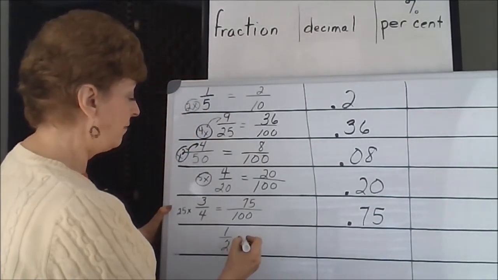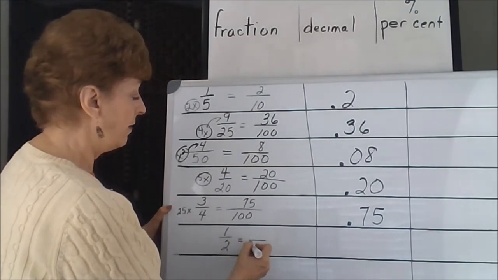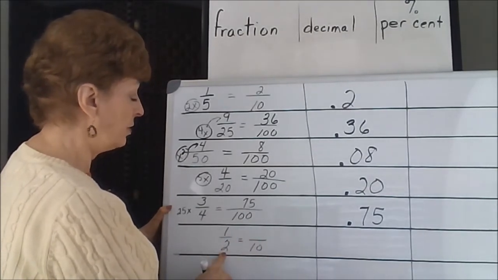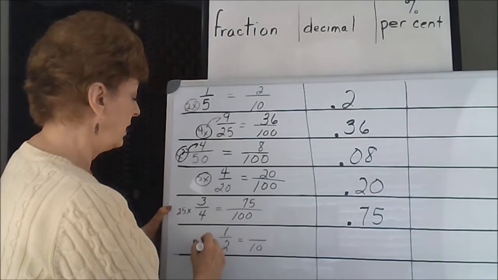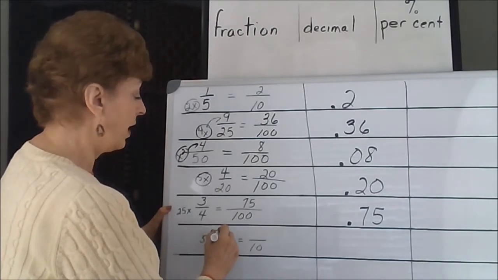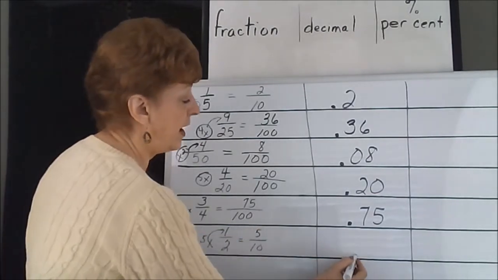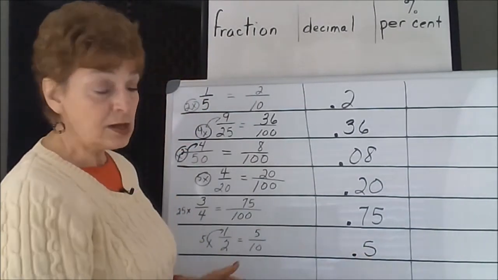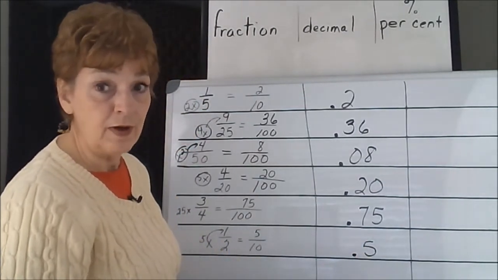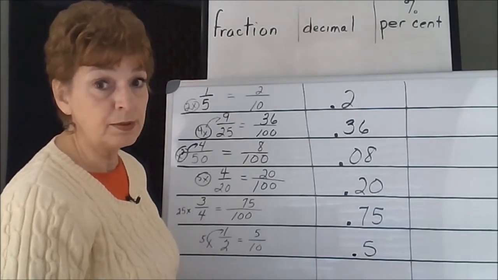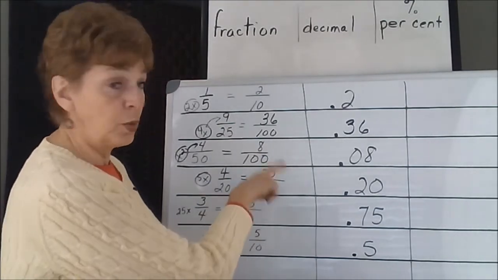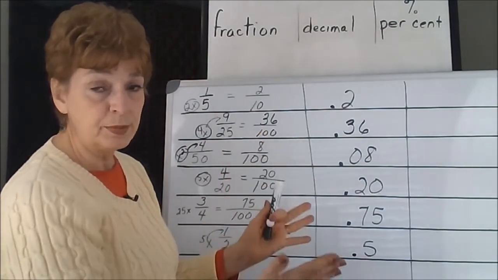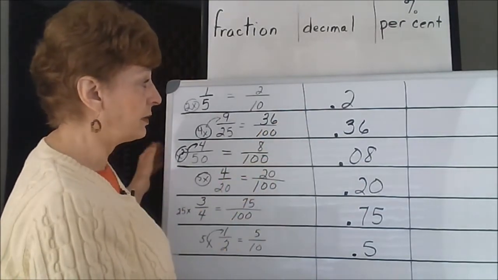And 1/2 can go into 10. 2 goes into 10 5 times. So 5 times 1 would be 5. 5 tenths. So it doesn't always have to be a long, involved division problem. You might be able to do an equivalent fraction with one of the place values in the decimals.